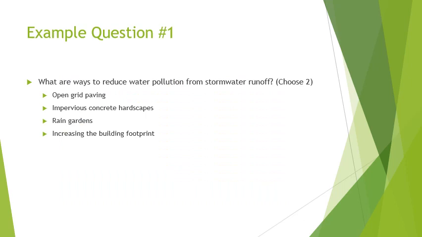I've included an example question as one would appear on the Green Associate exam. So the question is, what are ways to reduce water pollution from stormwater runoff? Choose 2. Open grid paving, impervious concrete hardscapes, rain gardens, or increasing the building footprint. I've highlighted the 2 answers in green, open grid paving and rain gardens.